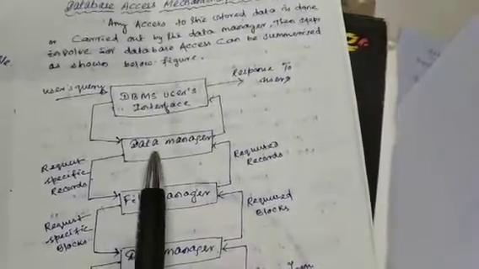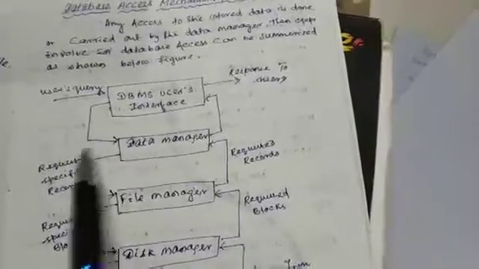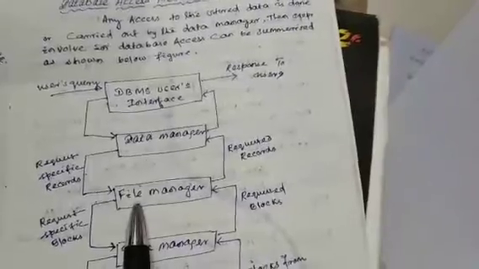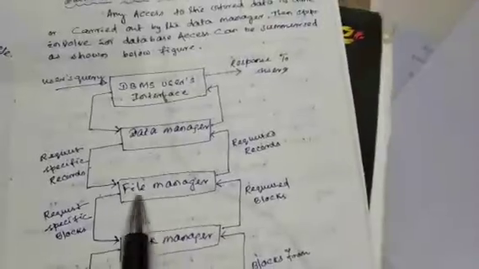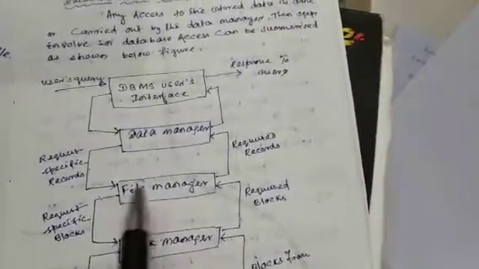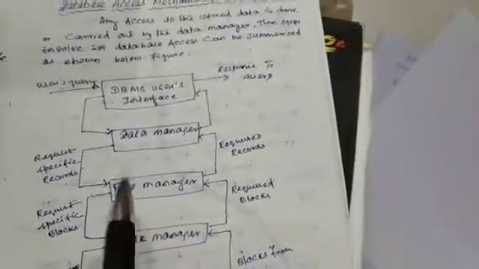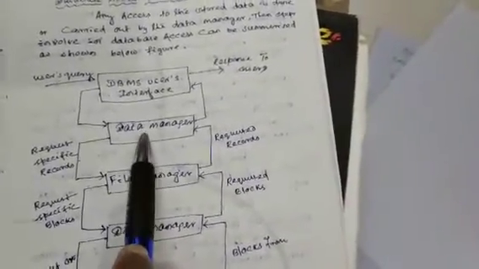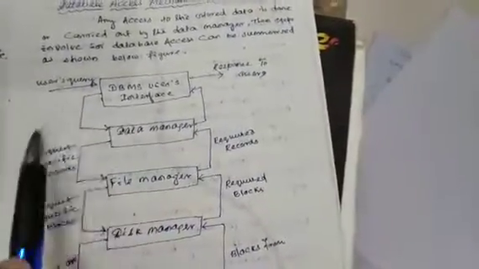Then the database manager sends the same request to the file manager for a specific record. What is a file manager? The file manager is responsible for interacting with the file structure, located in blocks and file space. All the things, where that particular record is being stored, in which space, in which file, this file manager is responsible. So this request is coming from the external user.